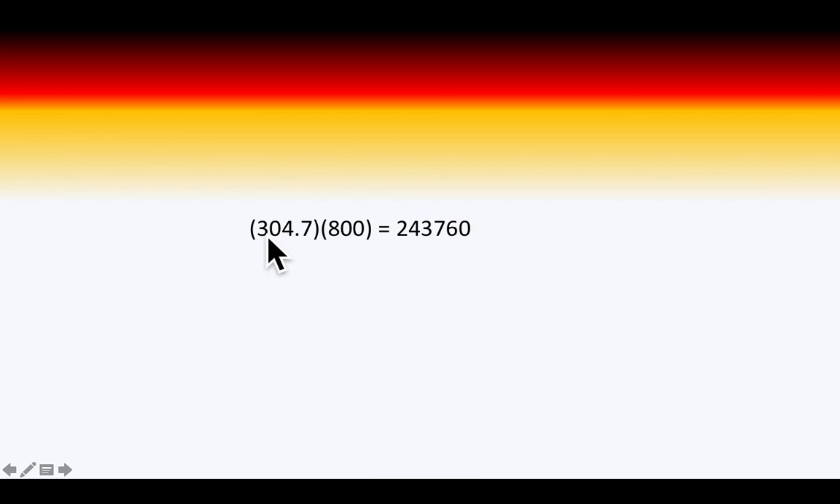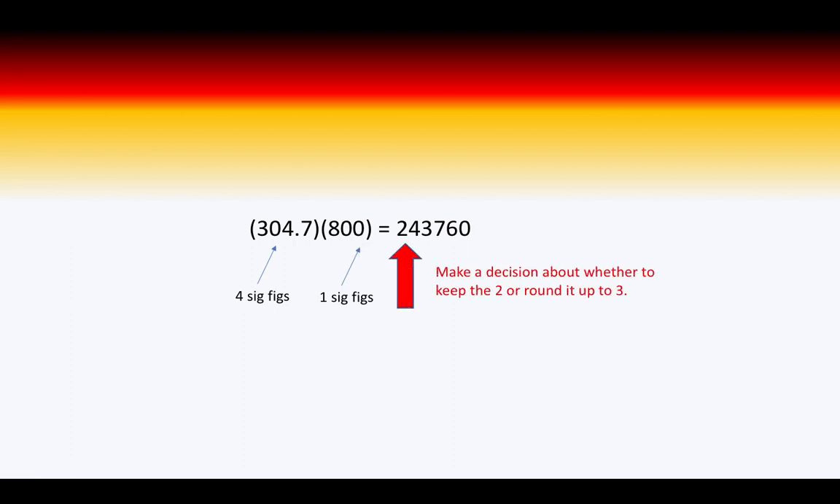Now, what happens if we have a situation where we have 4 significant figures in one value and only 1 significant figure in this second value? So this 800 has now changed, so we only have 1 sig fig. In that case, we only look at the number 2 and decide whether or not to leave it alone by looking back at 4. 4 is not large enough. If this was a 5 or larger, we would round 2 up to 3, but it's not large enough, so we simply leave this as 200,000.